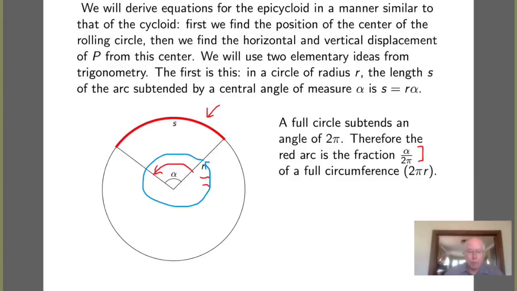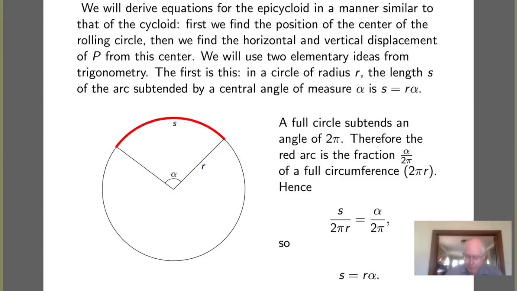So we can set up a simple ratio to see the length of s. Our ratio says s is what fraction of the whole circumference? Well, it's the fraction alpha over 2 pi. And so we can solve for s. The 2 pi's cancel. We're left with s equals r alpha. So again, it's just a matter of s being some fraction of the whole circumference. That fraction is the same as what fraction the angle alpha is of a full rotation of 2 pi. Then it's just easy algebra.